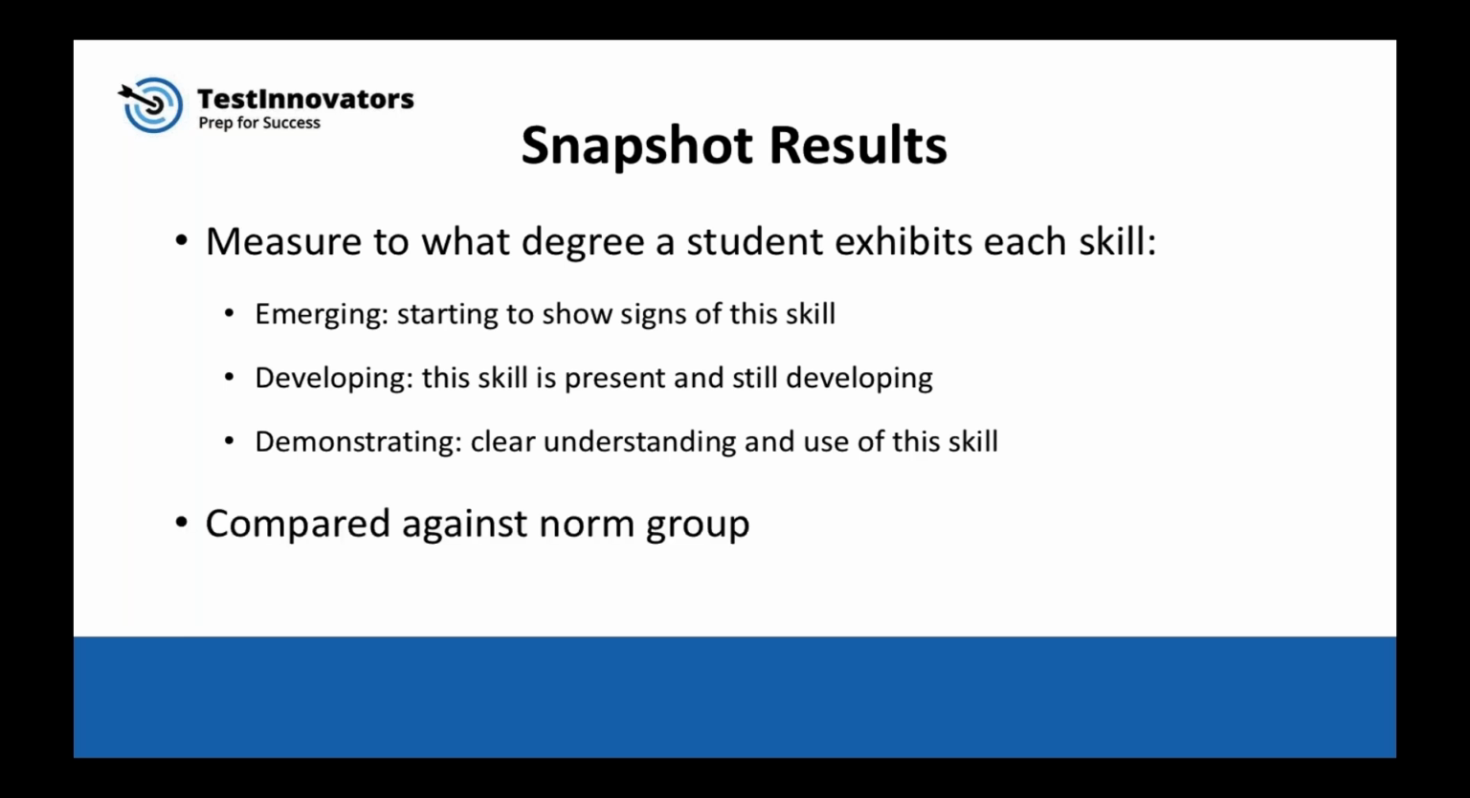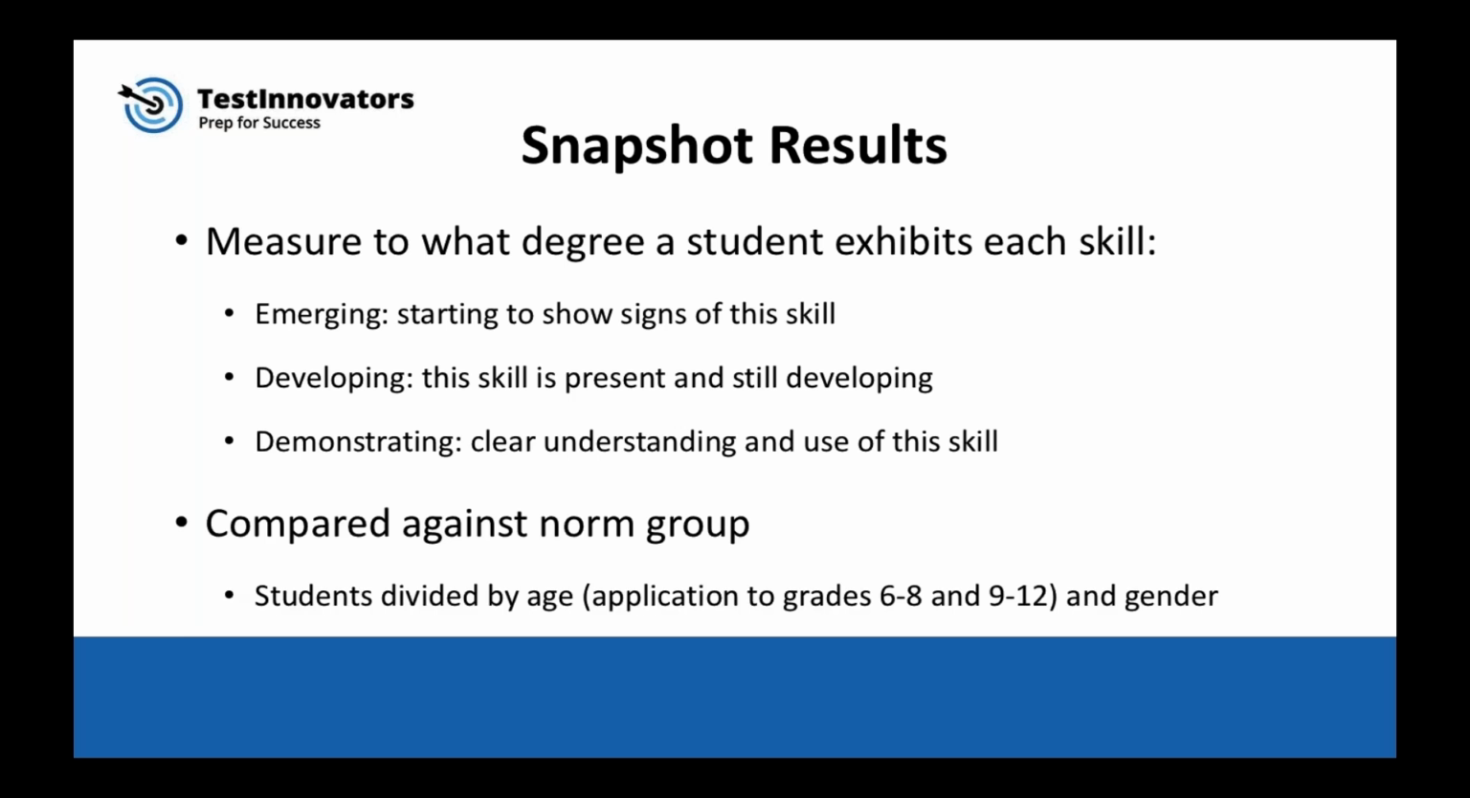And these measurements are all based on your norm group. And the norm groups for the snapshot are divided by age. So there are students who are applying to grades 6 through 8 are one subset, and then students applying to grades 9 through 12. So essentially middle school and high school are broken apart, and they're also divided by gender. So there are 4 different norm groups, and you're compared against others in that group.